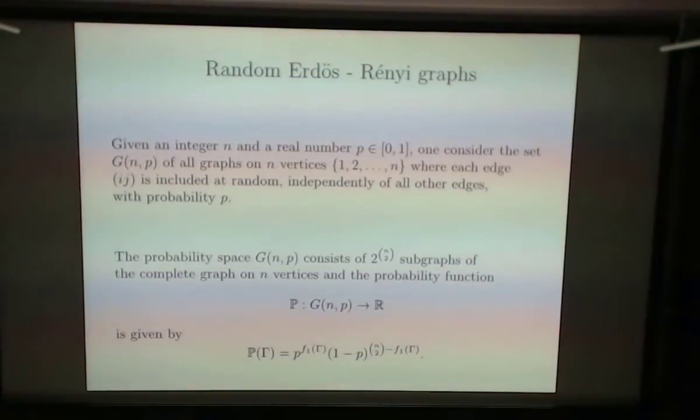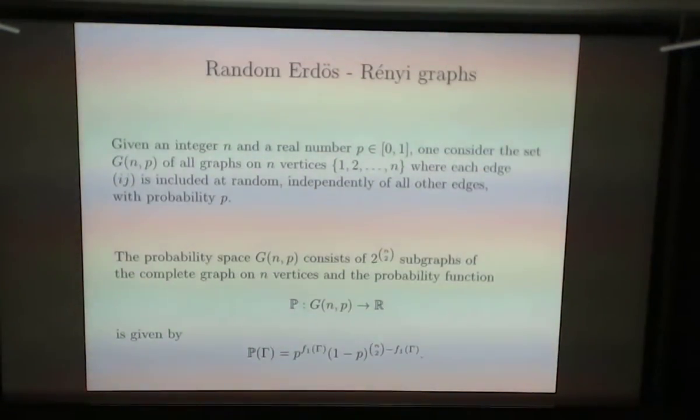So here we have 2 parameters, n, an integer, and p, a real number in the interval 0, 1. And we consider the set of all graphs, which is denoted by G(n,p), on n vertices, which are labeled by integers 1 to n, where each edge ij is included at random, independently of all other edges, with probability p. So this is a typical example of a large random space. Each edge is a random variable, and different edges are independent.